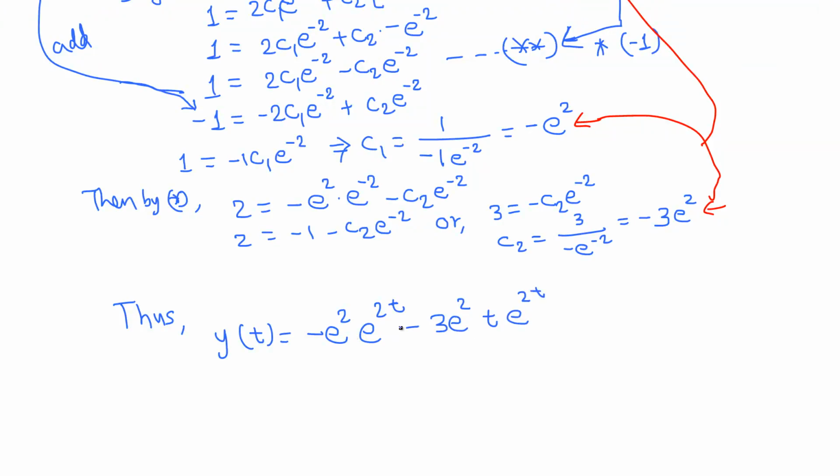If you like, you can combine, or you may leave it here. If you combine, then -e^(2+2t), we just add the exponents, because you cannot combine these two, minus 3t e squared times e to the 2t is e raised to 2 plus 2t. You may leave it here, or the best you can do is factor e raised to 2 plus 2t out, that leaves -1 minus 3t. Final.